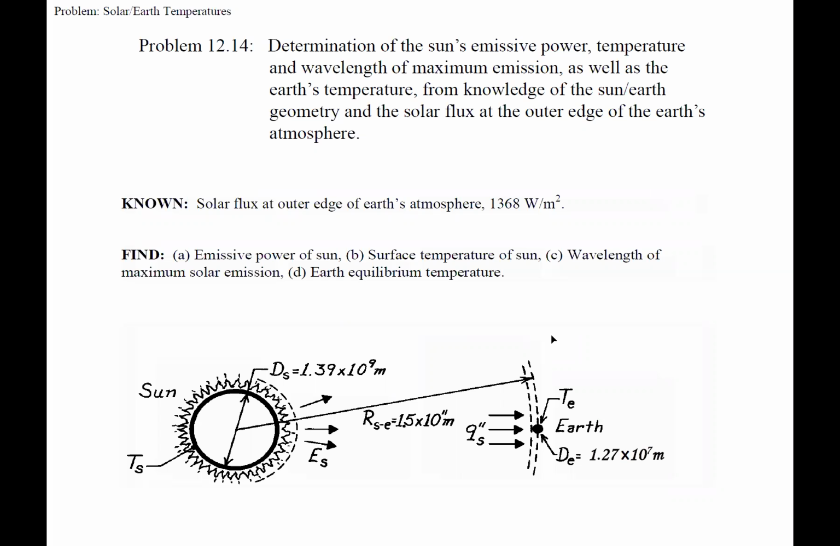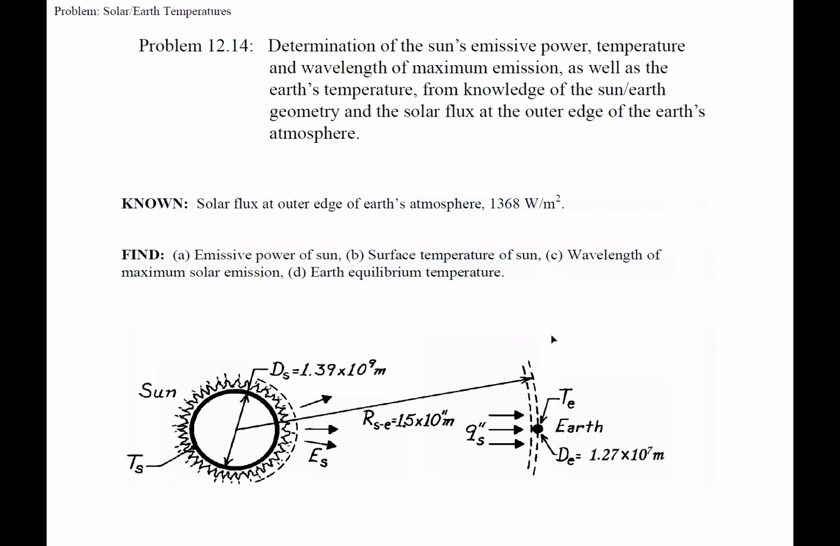Part A is, what is the emissive power of the Sun? Part B is, approximating the Sun's surface as black, what is its temperature? Part C is, at what wavelength is the spectral emissive power of the Sun a maximum? And then part D is, assuming the Earth's surface to be black and the Sun to be the only source of energy for the Earth, estimate the Earth's surface temperature.